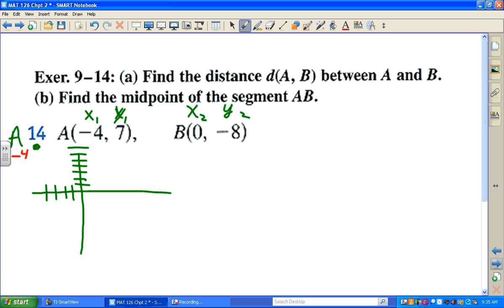Negative 4, 7. And 0, negative 8. 1, 2, 3, 4, 5, 6, 7, 8. There's B. 0, negative 8. All righty.